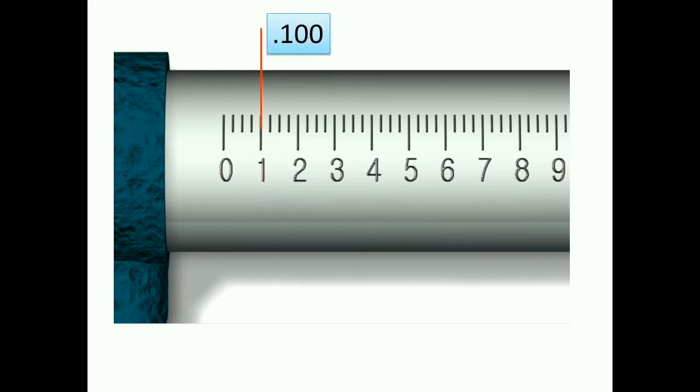The main scale, if we want to read these together, is 0.1. Somewhere out here, this would be 0.4, or 425, 0.425. Down here, can you guess what this would be? This would be 0.675, or 675 thousandths.